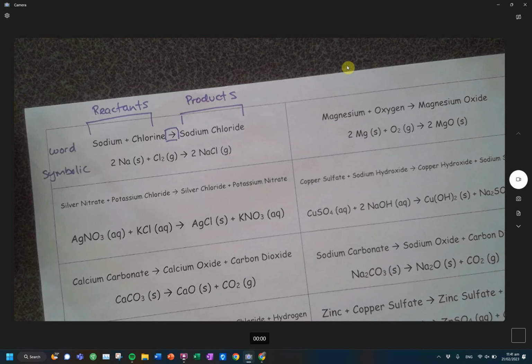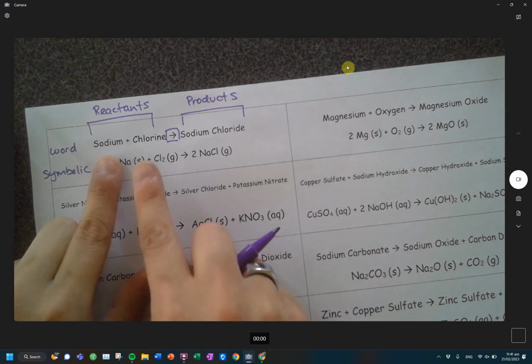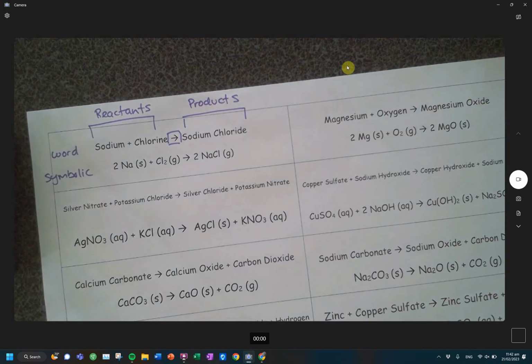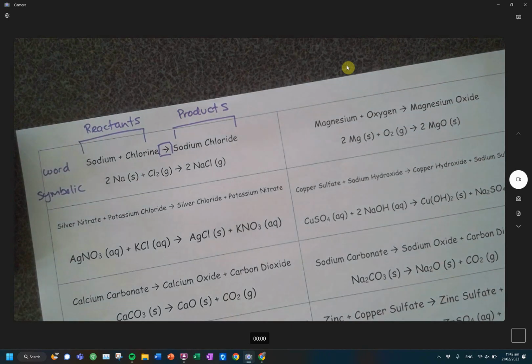So when I say reactants and I ask, what are the reactants? You can go, oh, it's sodium and it's chlorine. If I ask, what are the products? You can tell me it's sodium chloride. So it's all about using our vocabulary well.